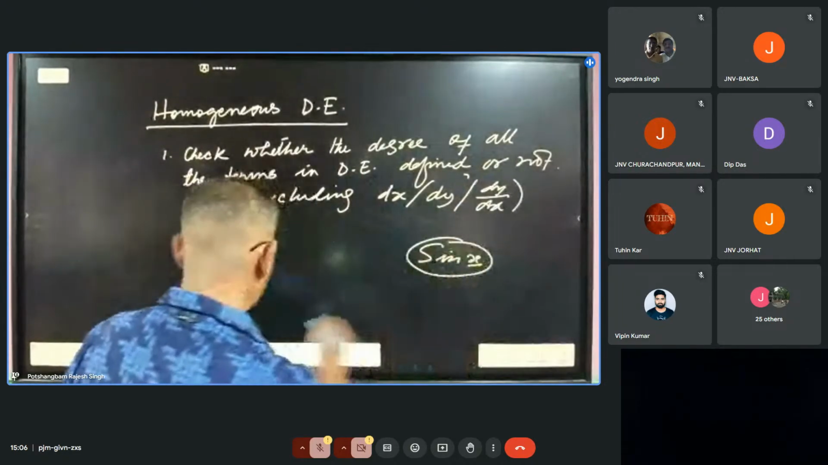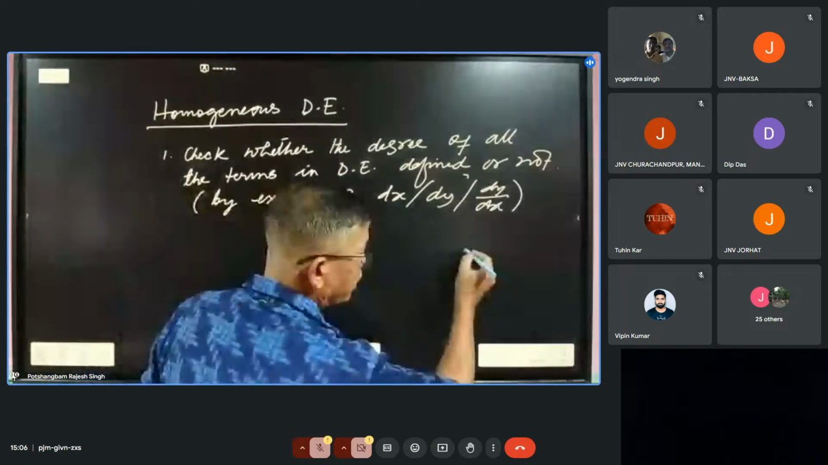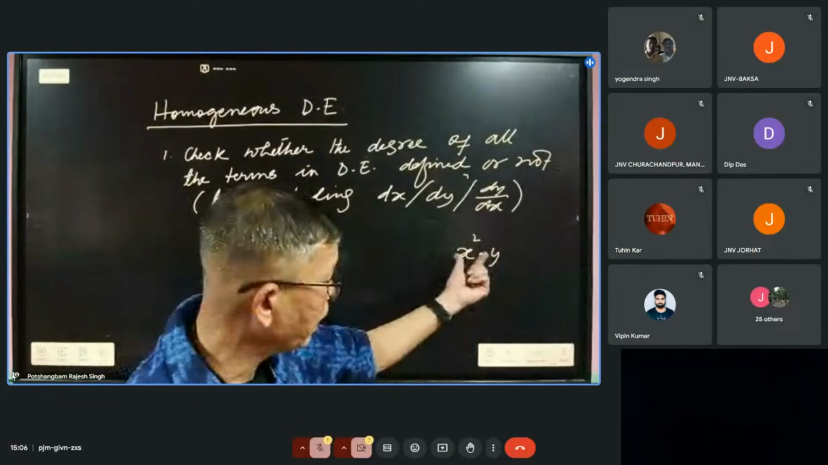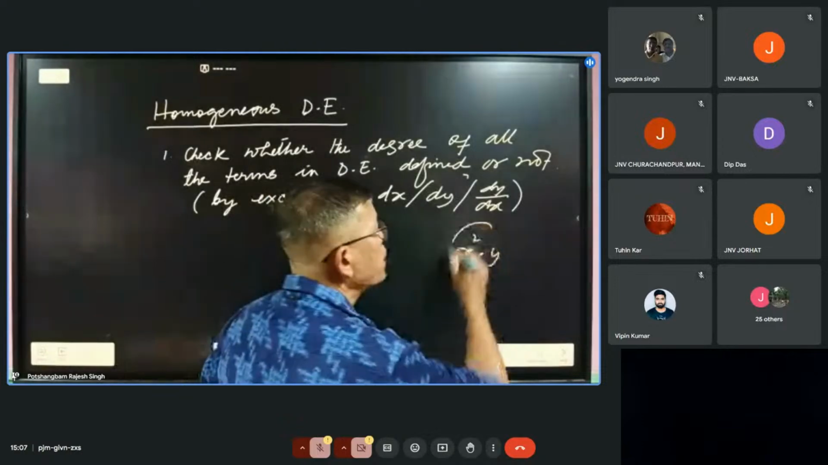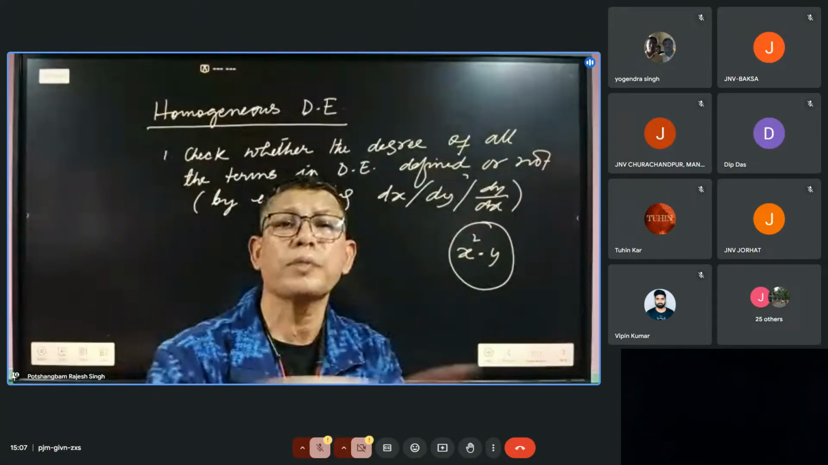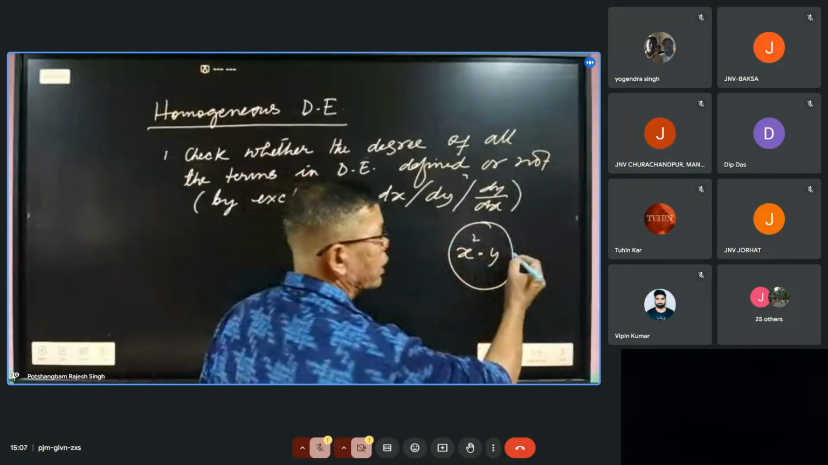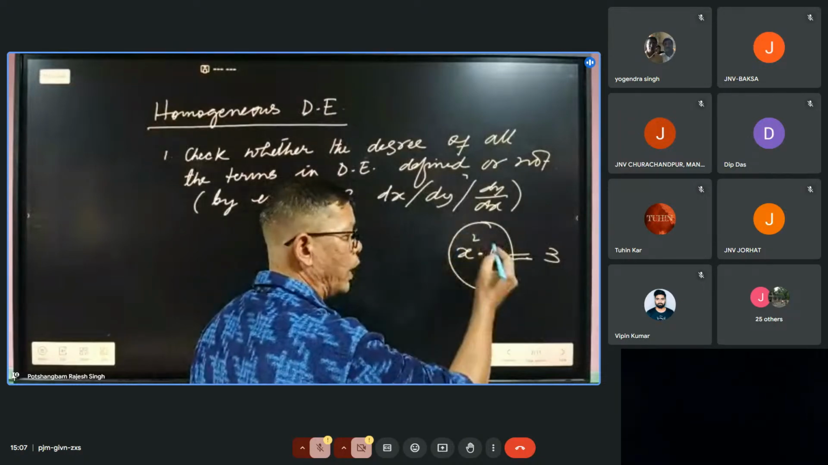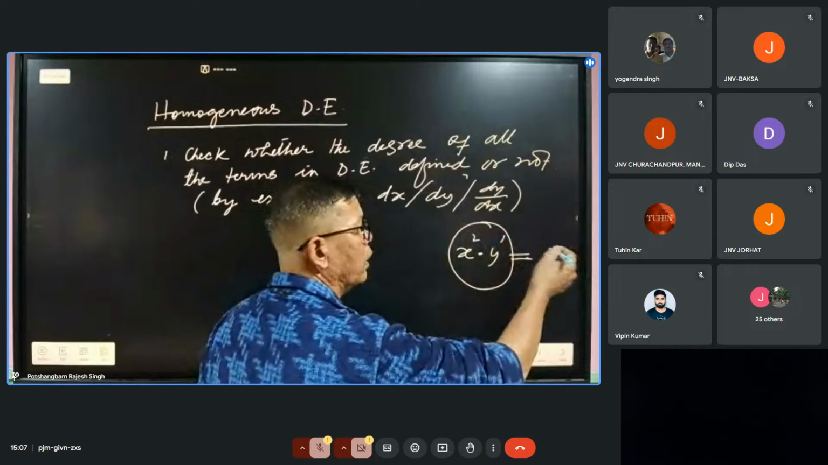Sometimes, students, if a term is given like x squared into y, a variable squared in multiplication form, in such a case what will the degree of this term be? The degree of this term is measured by the sum of the powers of the variables. Here the degree is not 2, and not 1, it will be 3. Here the power of x is 2 and the power of y is 1. So 2 plus 1 will be the degree of this term.